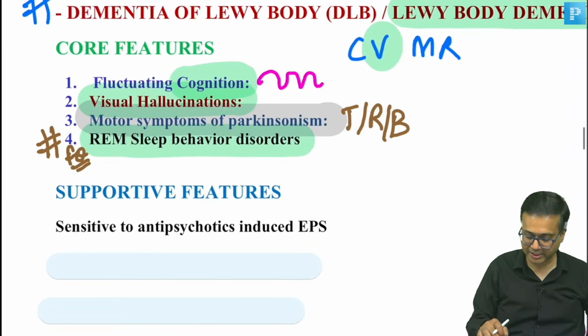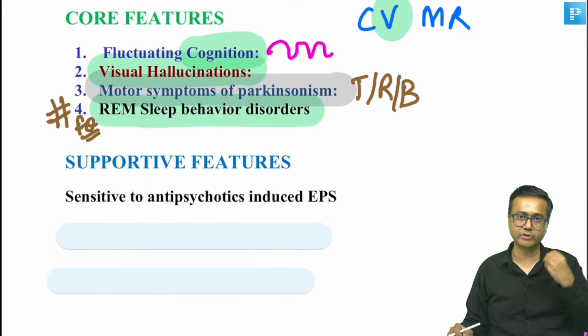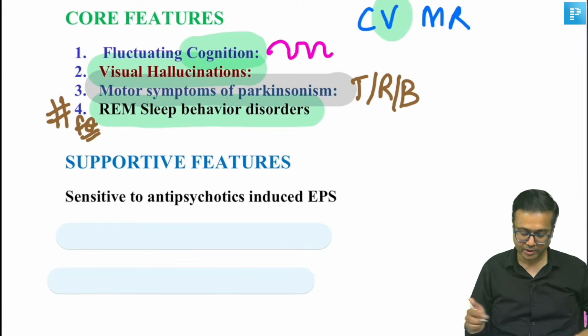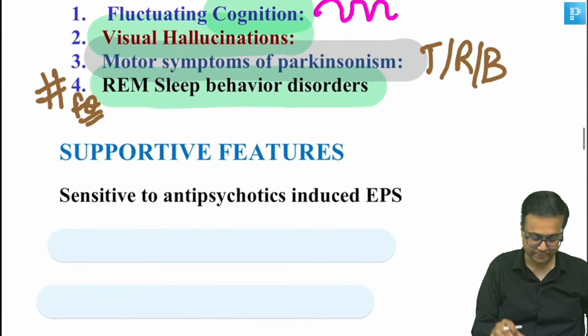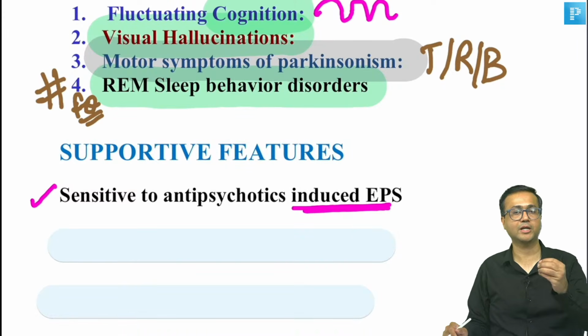Now let's discuss, beta, there are also some supportive features as well. Supportive feature means that if the person has these features, it is supporting the diagnosis of Lewy body dementia. One of them is, beta, patients with Lewy body dementia are sensitive to antipsychotic induced EPS. What is EPS? Extrapyramidal symptom.